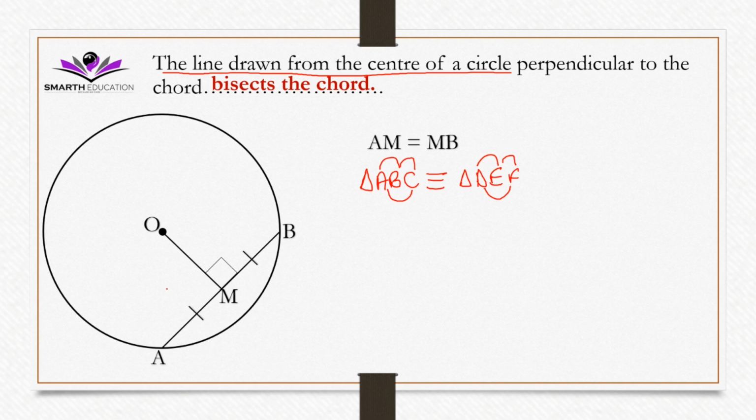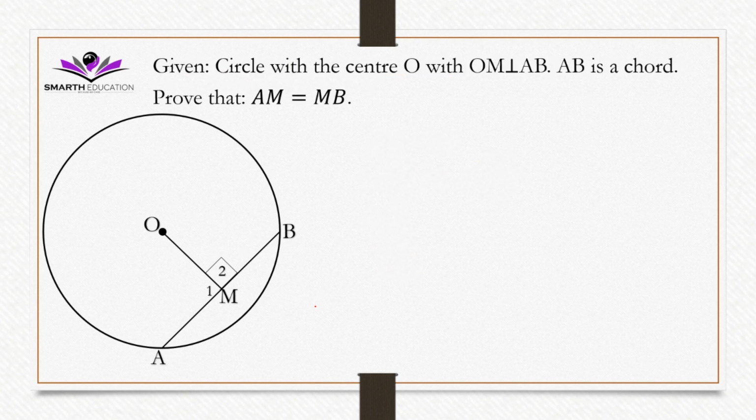So to prove this theorem, we use congruency. Do you remember the conditions for congruency? We have side, side, side, side, angle, side. Remember, you don't have side, side, angle or angle, side, side. The angle must be included. And then we have angle, angle, side, and the last one, right angle, hypotenuse, side. Those are the four conditions for congruency. Right, now let's go to the proof. We are required to prove that AM is equal to MB.